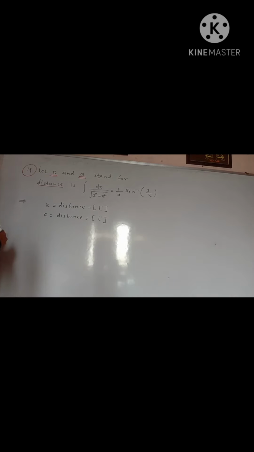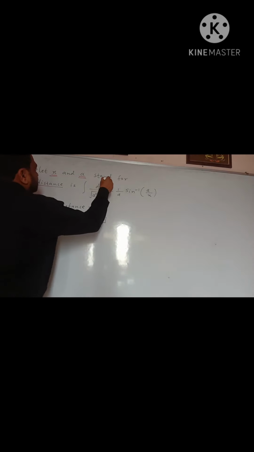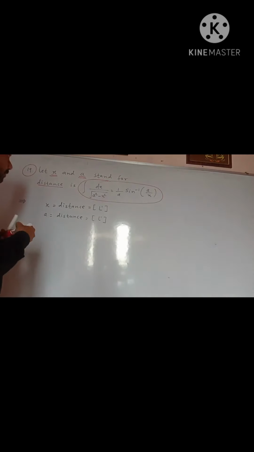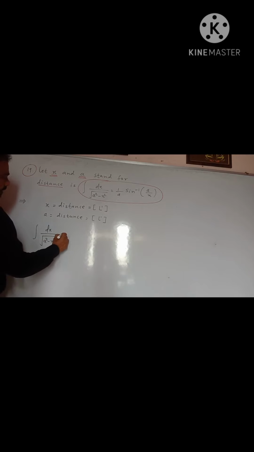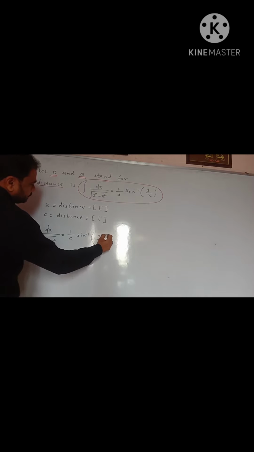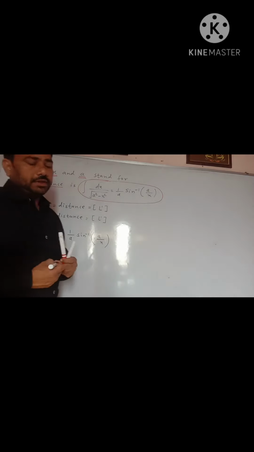Now see which relation is given. Some mathematical formula is given to us, which we have to write now: the integration of dx upon root of a square minus x square is exactly equal to 1 by a sine inverse of a by x. So this is our given equation.